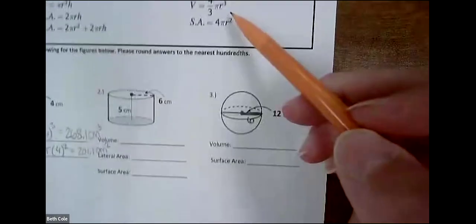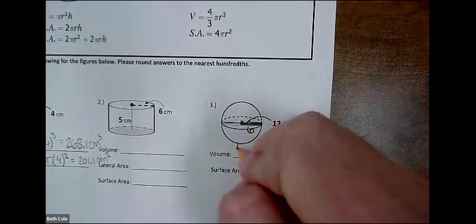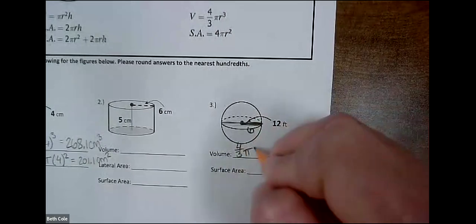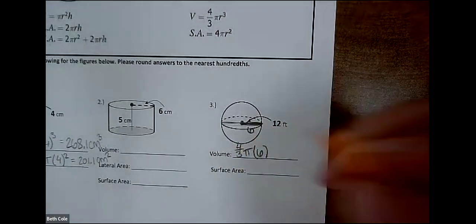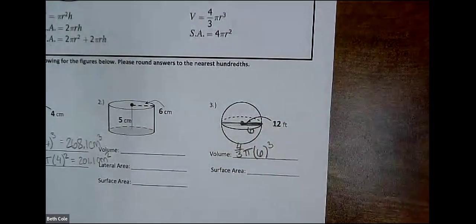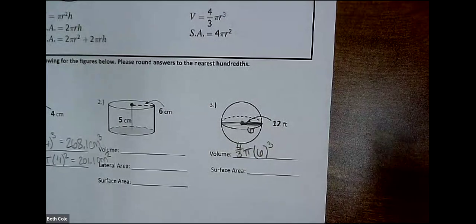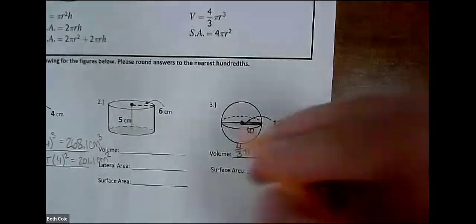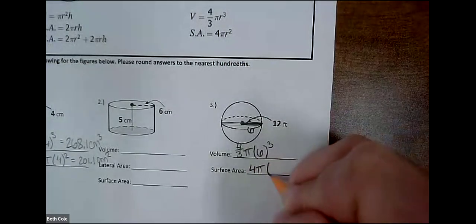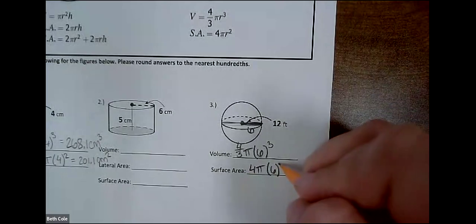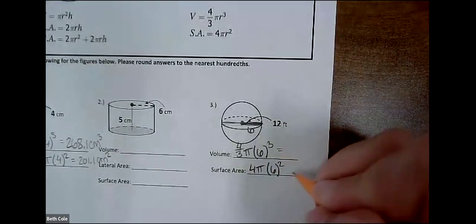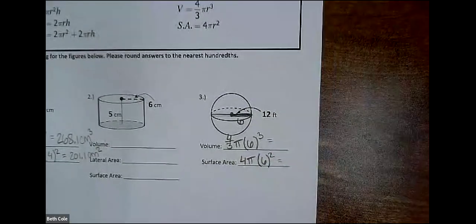So find your volume formula. It's right here. 4/3 pi times the radius, which is 6 cubed. Before I go to the calculator, I'm just going to go ahead and set up the other one. It would be 4 pi times 6 squared. And I'm going to just put those in the calculator. So you find the formula that you want, you type it in.